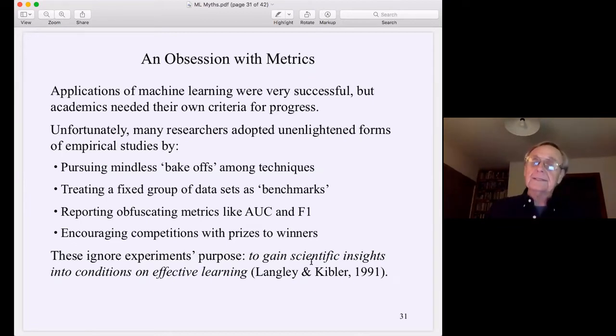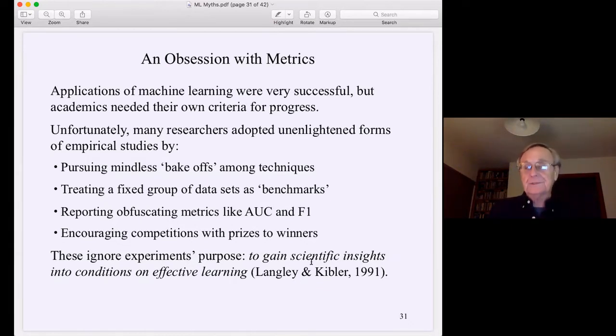There was also this tendency, that started with the UCI repository but didn't stop there, of picking a fixed group of data sets and treating them as, quote, benchmarks, which I think was a terrible, terrible idea. Not that it was bad to test your system on many domains or data sets, but the idea that you pick a random set of domains and run your system on that without understanding anything about them, except maybe how many training cases there were, that was not wise, and it's still not wise. Then there was the introduction of what I would call obfuscating metrics, things like area under the ROC curve or the F1 metric, which almost seem intentionally designed to hide information. When you don't need to, you could just report the ROC curve, or you could report precision and recall.